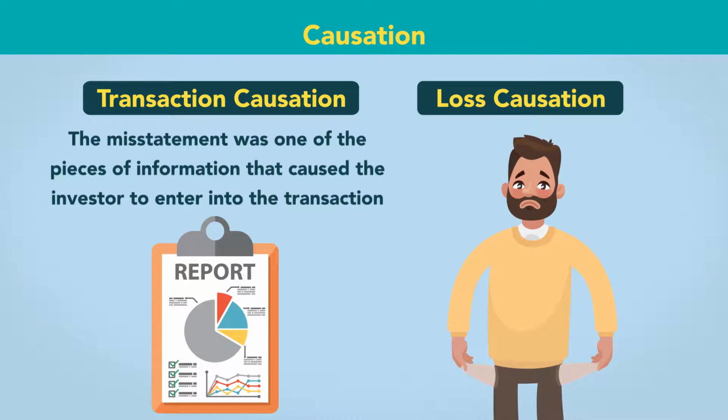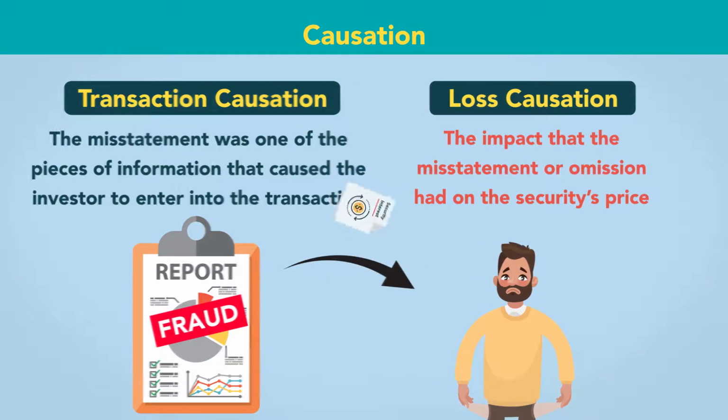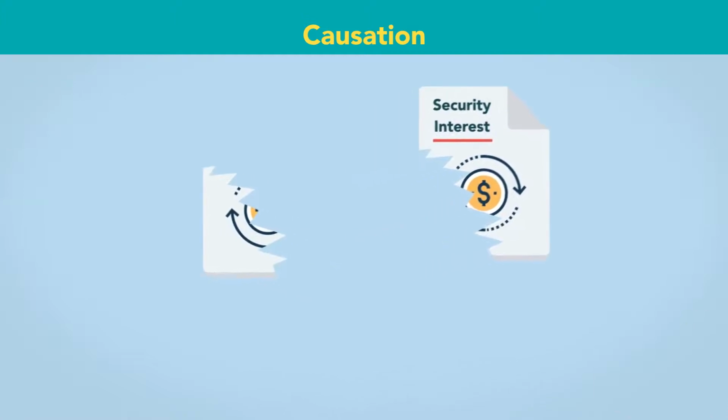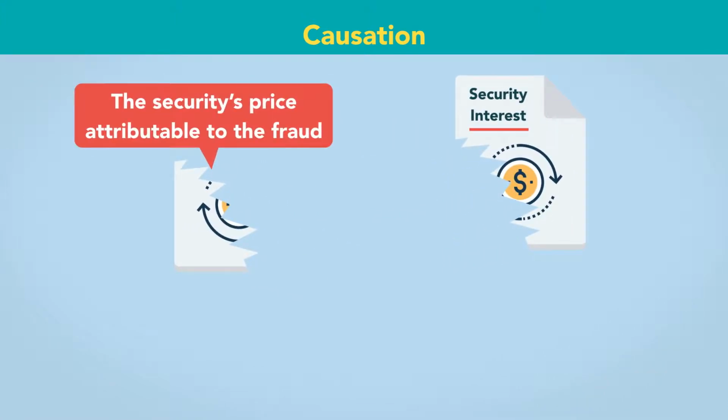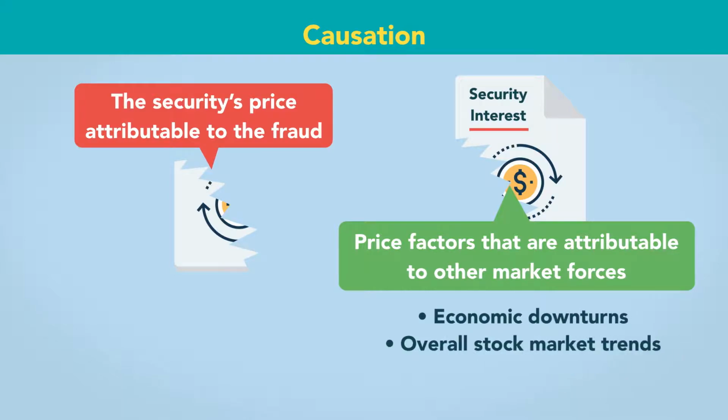It means that the misstatement was one of the pieces of information that caused the investor to enter into the transaction. Loss causation focuses on the impact that the misstatement or omission had on the security's price. It requires proof of a nexus between the fraud and the investor's losses. The goal is to separate the portion of the security's price attributable to the fraud from price factors that are attributable to other market forces such as economic downturns, overall stock market trends, and changes to the law.